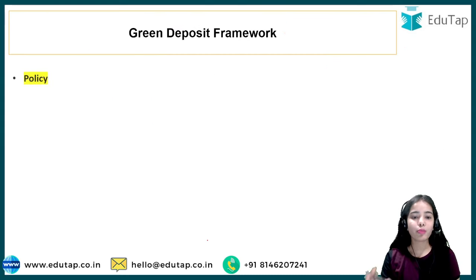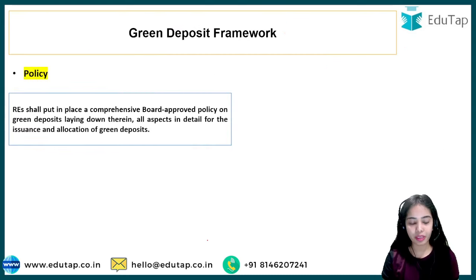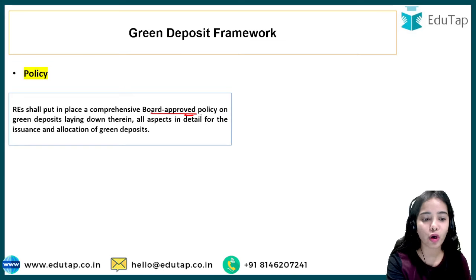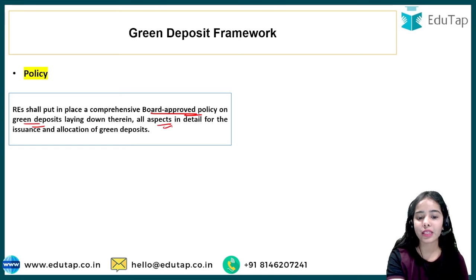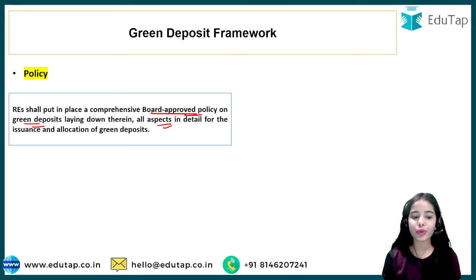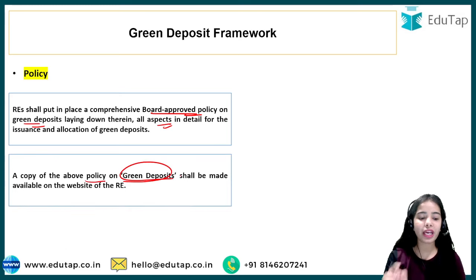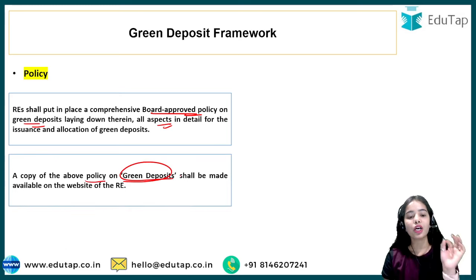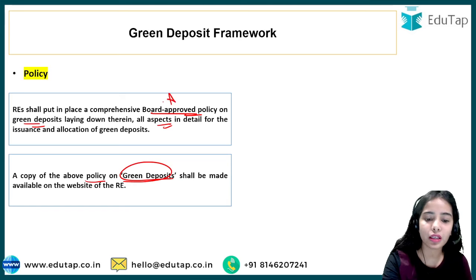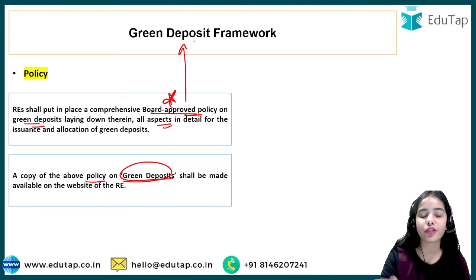Now coming to the policy, so board approved policy should be there. The comprehensive board approved policy should be laid down for the green deposits in aspects in detail for the issuance and allocation of the green deposits. Okay. A copy of the above policy on green deposits shall be made available on the website of the RE. So you have to remember this, that here should be the board approved policy for the green deposits.